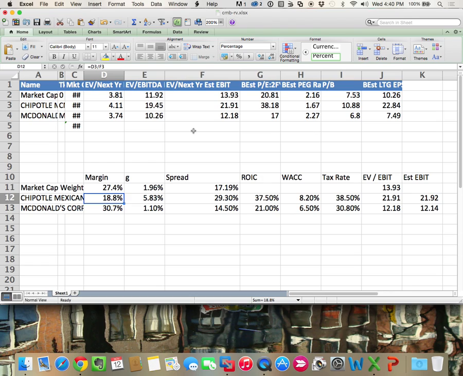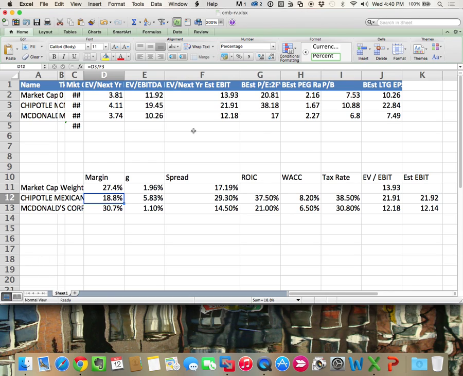Okay. Here's the thing. If a company has a higher EV to sales, what should be our bias? They should have better margins. Who has the higher EV to sales? Chipotle. But when we do the calculation, they have lower expected margins. Does everybody see that? So that doesn't make sense.